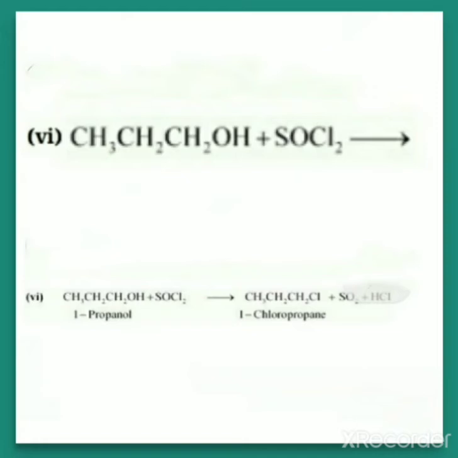This is the most suitable method of preparation of haloalkane, because during this preparation the two side products which are formed, SO2 and HCl, are both gases, so we can easily get the 1-chloropropane by this method.